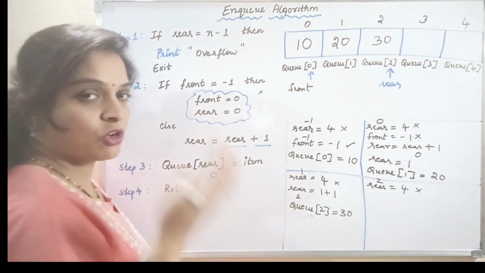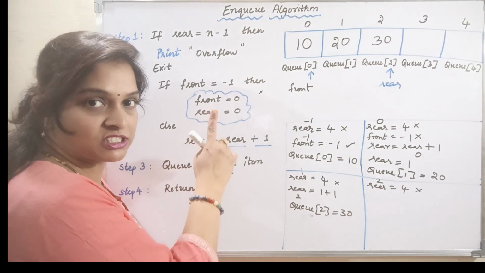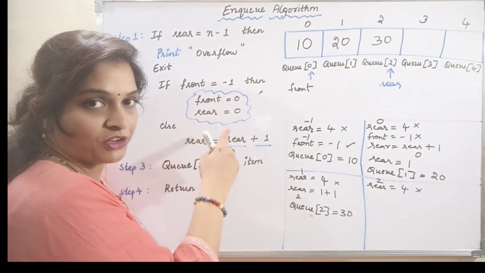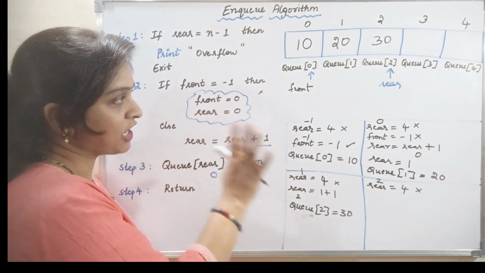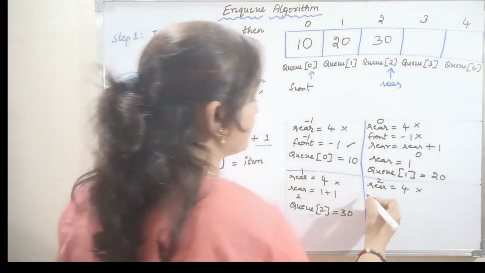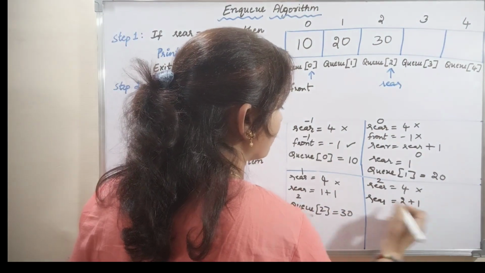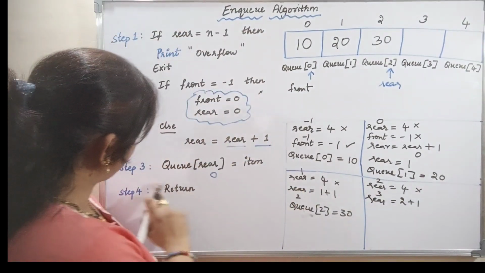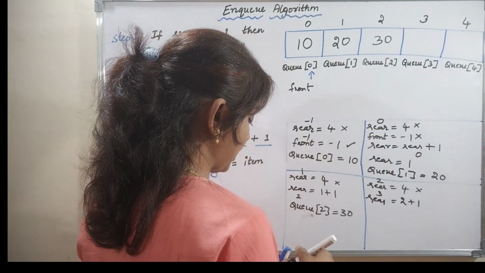Front equal to minus 1, because this condition will be executed only the first time to reset the pointers. Then it will come to the else part only, because front equal to minus 1 condition will not be satisfied. Then I say rear equal to rear plus 1. Rear is 2, 2 plus 1, how much? It is 3.